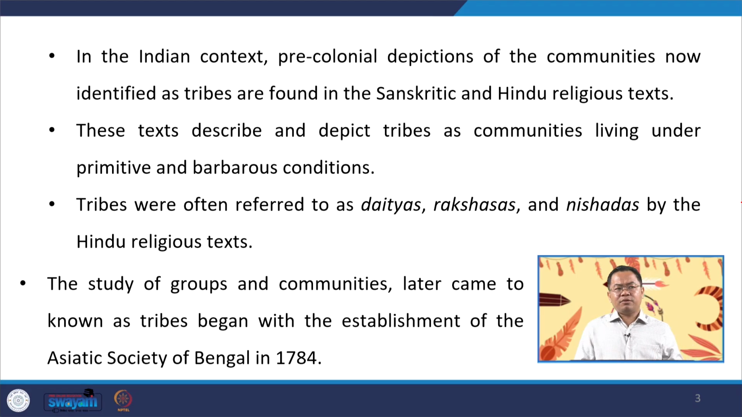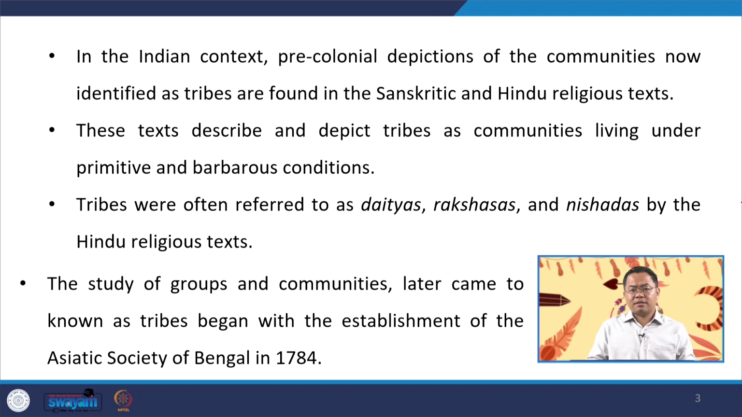Now, coming in a more specific way to the Indian context, there are definitely some traces in which these communities who are today identified and categorized as tribes are being known. So, pre-colonial depictions of communities now identified as tribes are found in the Sanskritic and Hindu religious texts. They depict tribes as communities living under primitive and barbarous conditions, and tribes at times were referred to as Daityas, Rakshasas and Nishads in the Hindu religious texts.